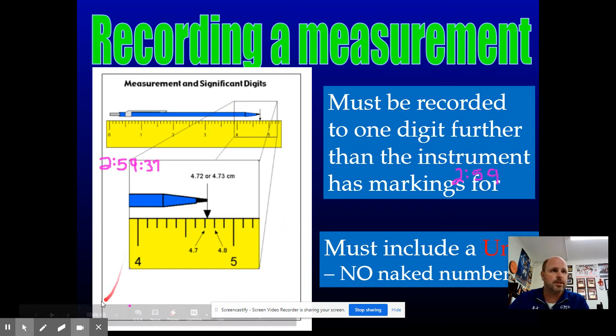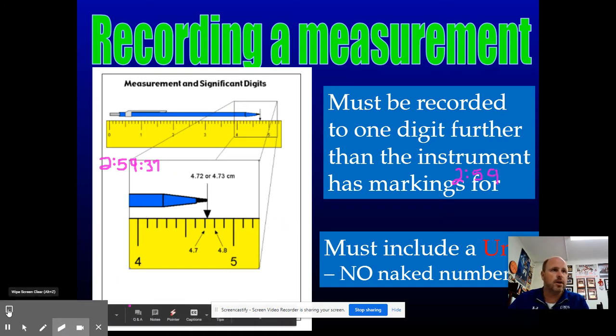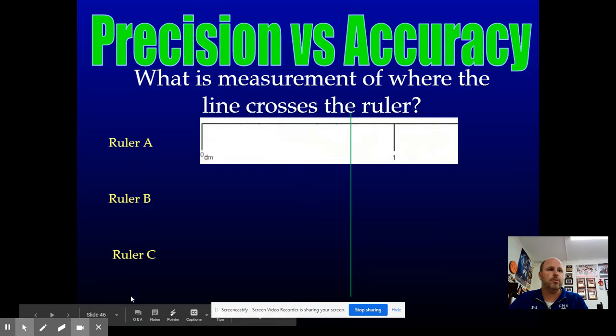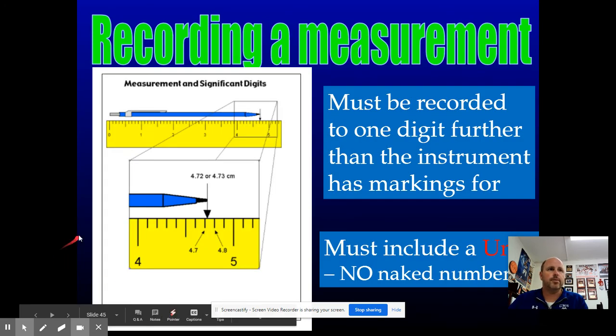Oh, so this information stays. So I got to erase this. Hold on. There we go. Okay, just learning how to do this. Go back to that and get to my pointer. Got to get my pointer. There we go.